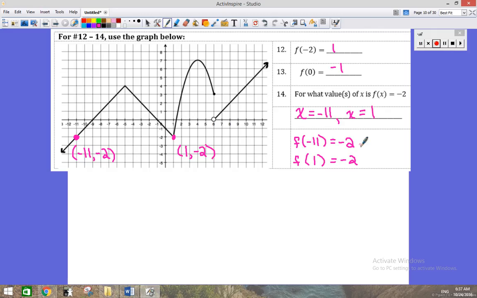Every x produces exactly one y value. It doesn't necessarily mean that it's going to be the same y value. Each x corresponds to exactly one y. Hope that helps.